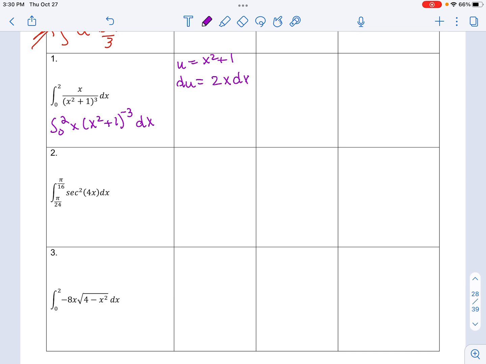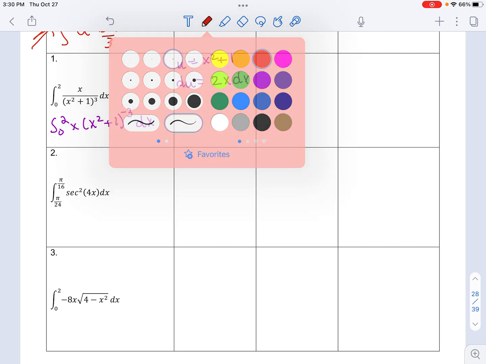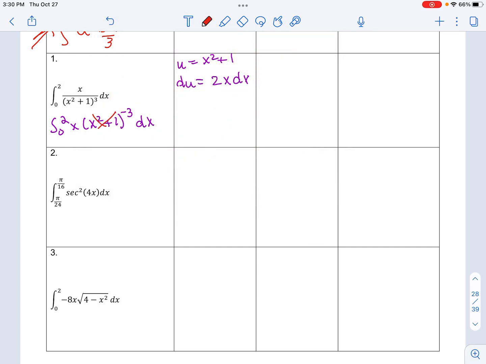So let's rewrite it in terms of u. So this becomes u to the -3. I have x dx, so really du over 2 is x dx. So I've got du over 2. And I'm going to rewrite this like this, u to the -3 du. Pull that 1/2. I'm going to figure out my new bounds.